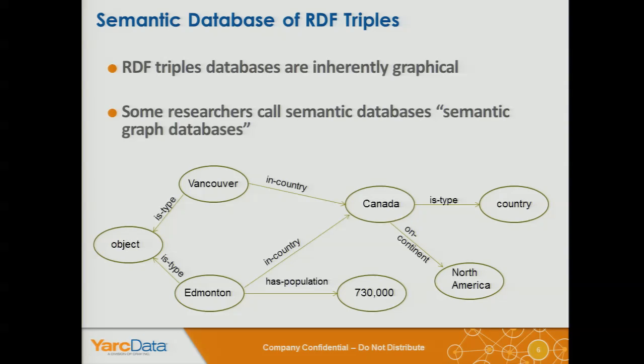Vancouver is in Canada. Canada is type country. Canada is on continent North America. Edmonton is in Canada, etc. So this data on this very, very small graph might be able to be put reasonably in a table, but there's a lot of data like phone records, for example, or Facebook communications that would be a ridiculously sparse graph. So you can think of RDF as being a sparse graph representation, or relationships between proteins, for example. It's a way of working with data that is not expressible in a tabular format.